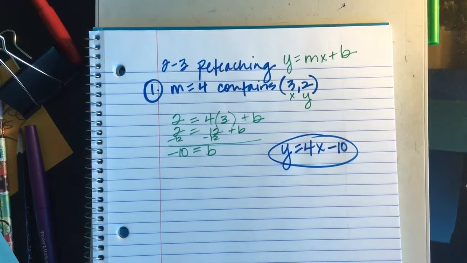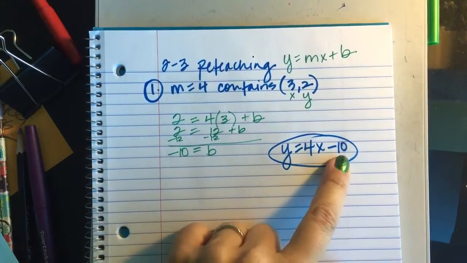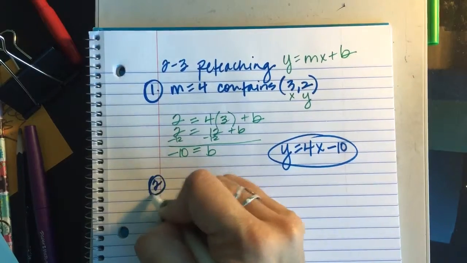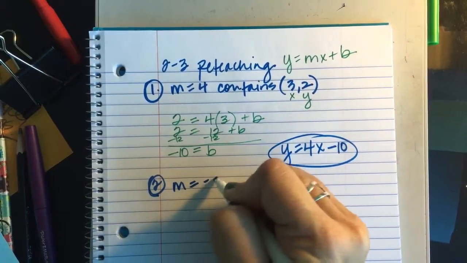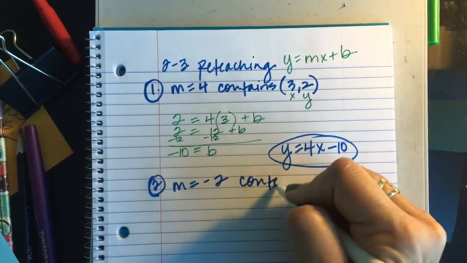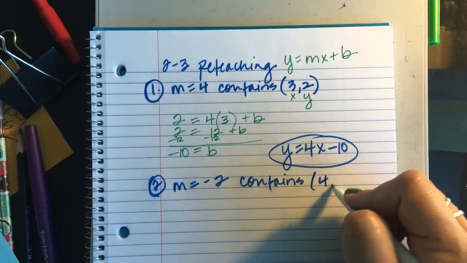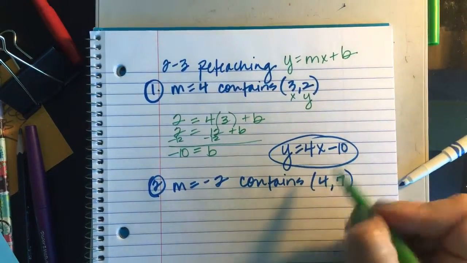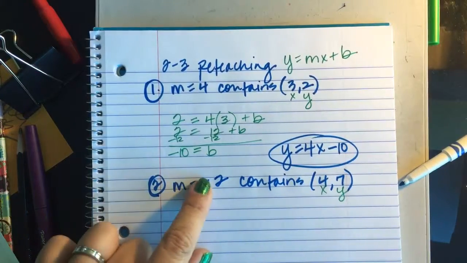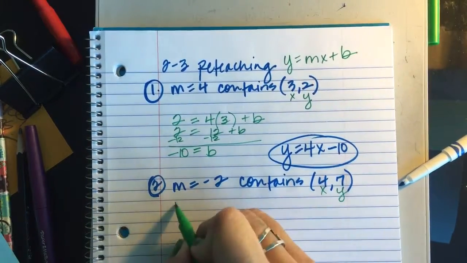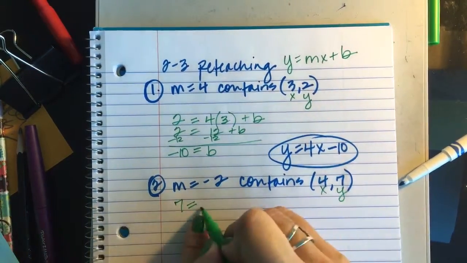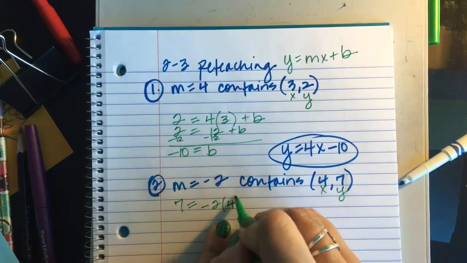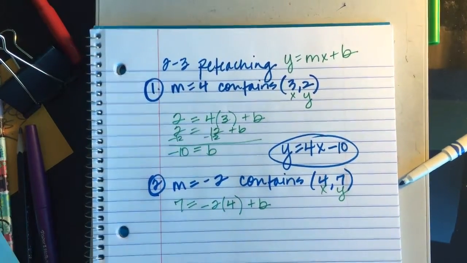So these first problems in section 2-3 are y equals mx plus b, and use what you have in order to solve for your missing b. Number 2, m is -2. It tells us that the line contains 4, 7. I'm going to use this x and y along with my m. 7 is equal to m times x plus my missing b.